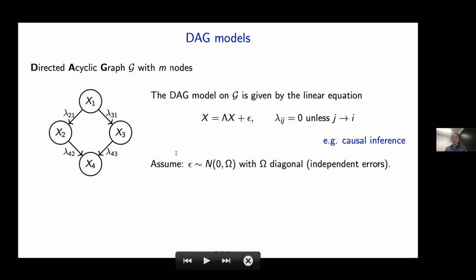I'll assume in this talk that this noise term, this epsilon that we have here, is normally distributed with mean 0 and covariance matrix omega, where omega is a diagonal matrix. What that means in terms of how we're modeling the noise on the different nodes is that the errors are independent from one another.